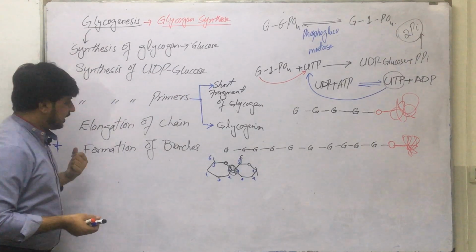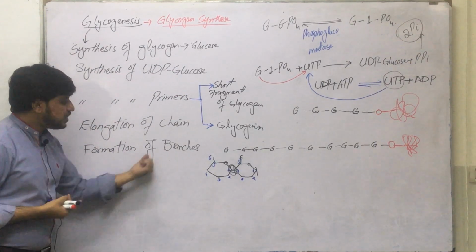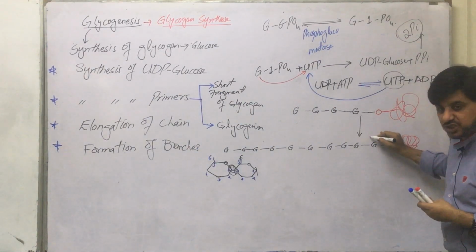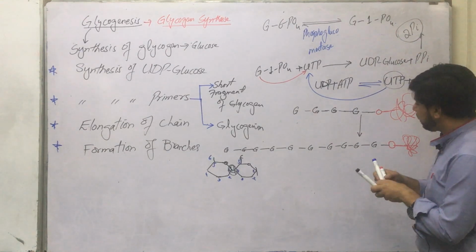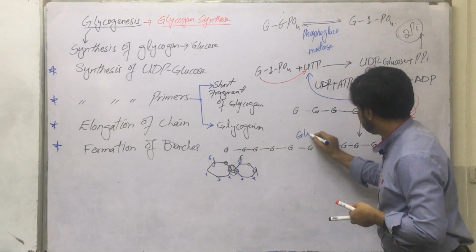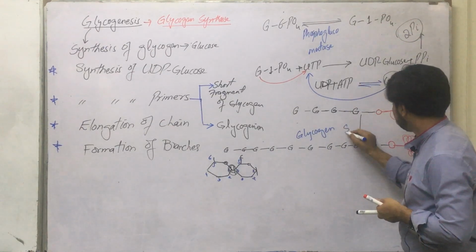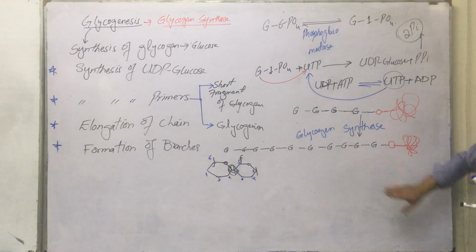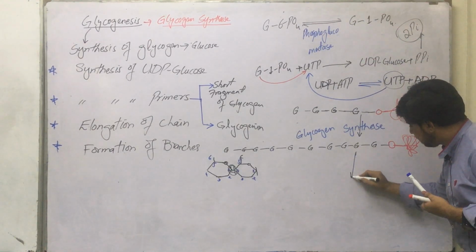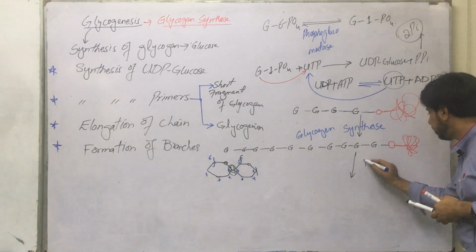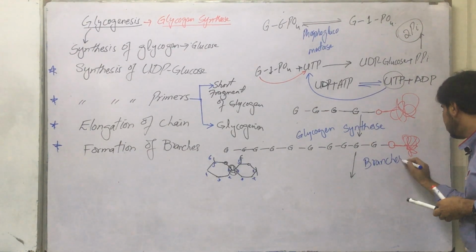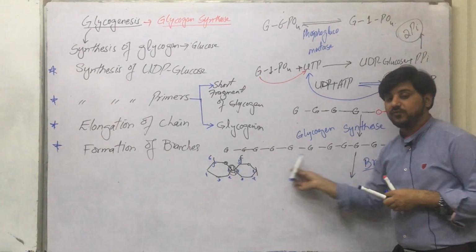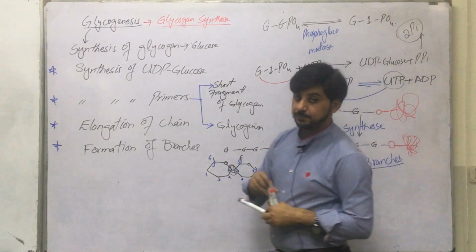After that, the next process is the formation of branches. This was the elongation of the chain, and the enzyme involved was glycogen synthase. The next process is the formation of branches. When this glycogen is in linear form, it is referred to as amylose.